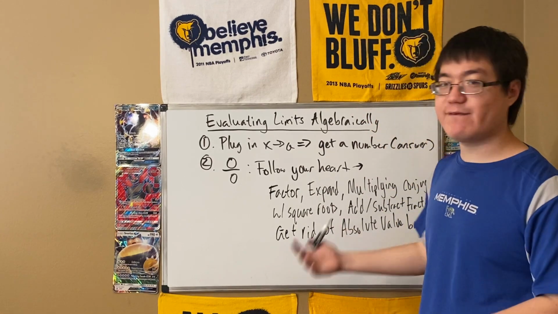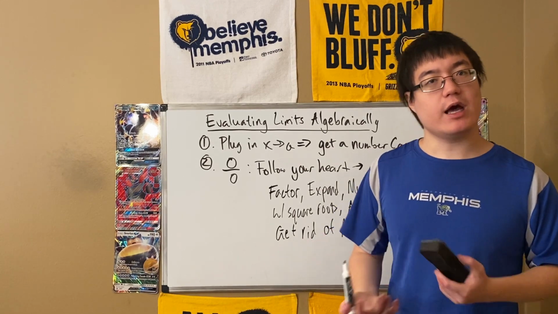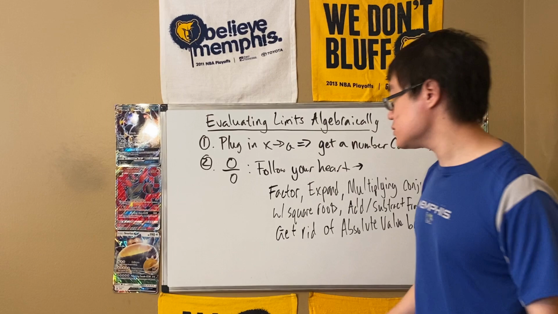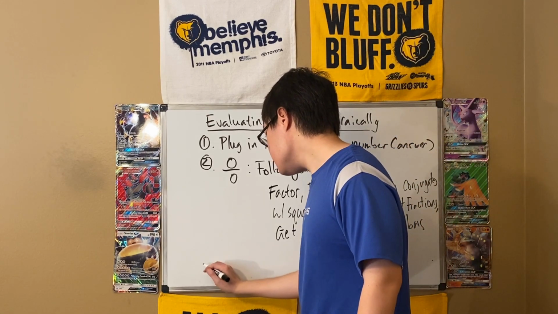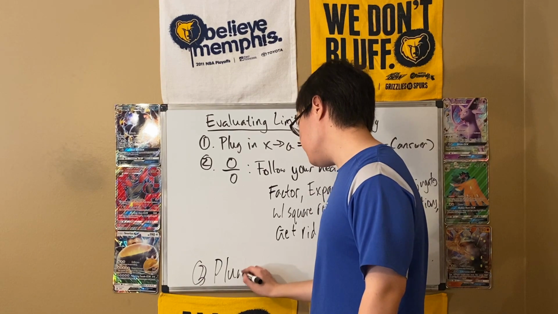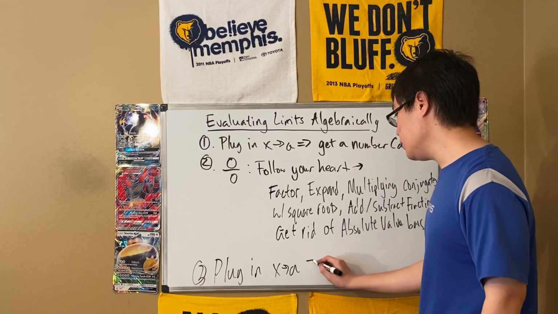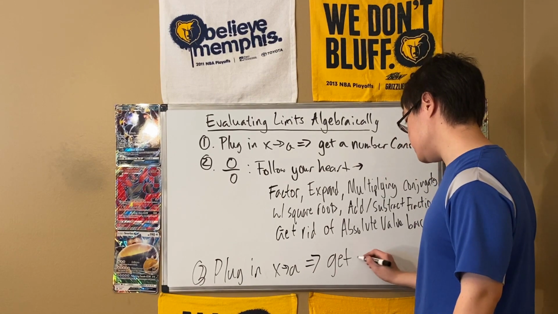So the third step after you follow your heart is just to plug in the number again into your simplified thing and you'll probably get a number and that'll be the answer. So that's step 3. Step 3 will be plug in the number. Sorry about that 3 in that circle. But you're going to plug in the number again once you've followed your heart so that everything is simple. And you should get a number and that will be your answer.